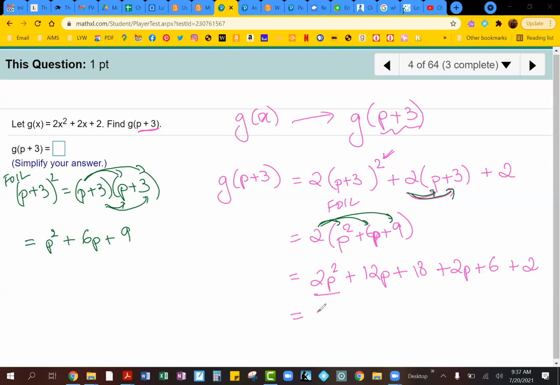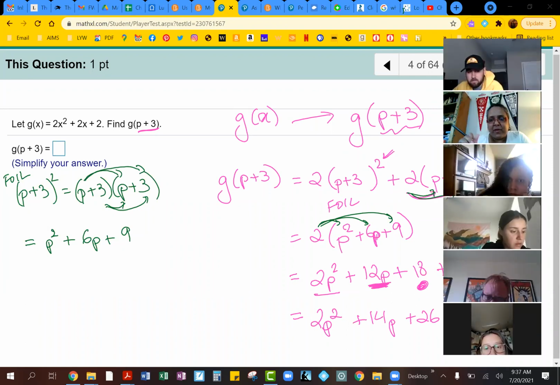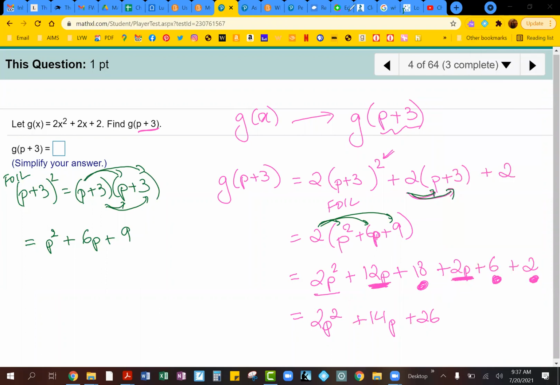So 2p squared, of course, there's only one single term, so that guy will stay the same. For the middle term, the p term, you've of course got 12p and 2p, which will add up to 14p. So far, so good. And then the last one was 18 plus 2 will give you 20, 20 plus 6 will give you 26. So Michael, looks like you just ended up making a little bit of error on that last term, but otherwise, obviously you were on the right track.